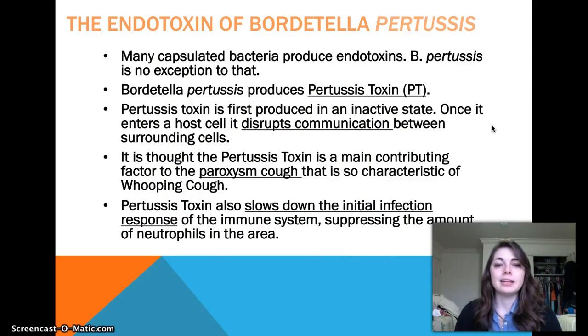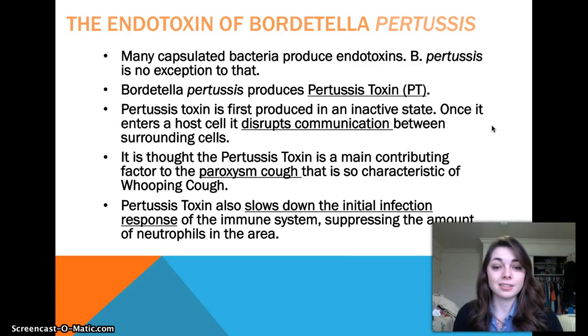But what really is causing the symptoms of Bordetella pertussis is the pertussis toxin, and that's what this bacterium produces. It's usually produced in an inactive state, and then the toxin is activated by the bacterium once it starts growing and multiplying in your respiratory tract.